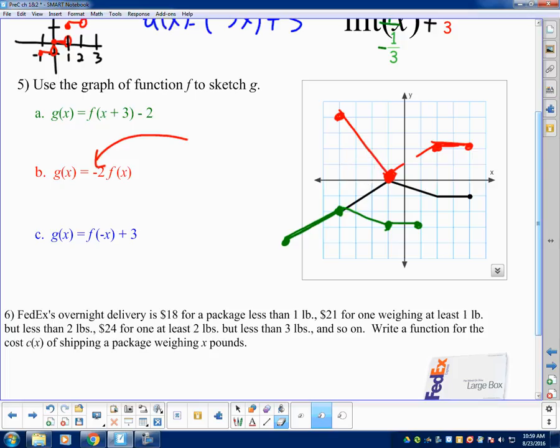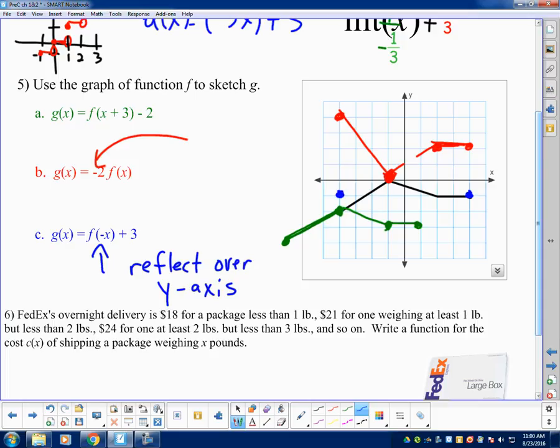All right. C, we have f of -x plus 3. The negative in here says reflect over the y-axis. And so I'm going to do that first as a dashed line. I'm going to reflect this over the y-axis. So here I have a point that's 1, 2, 3. This one is 4 to the right here. It's going to move 1, 2, 3, 4 to the left over here. So that'll be the new point.